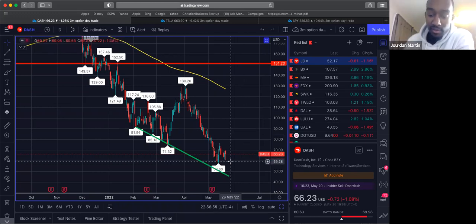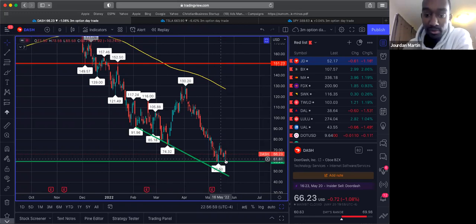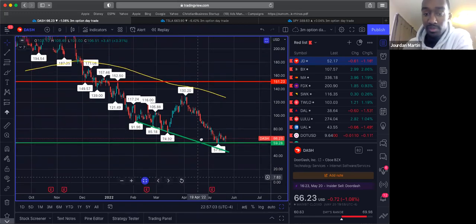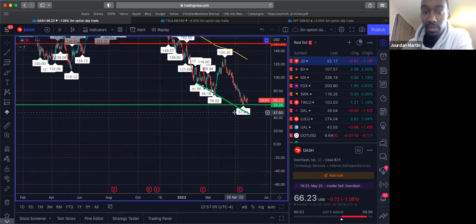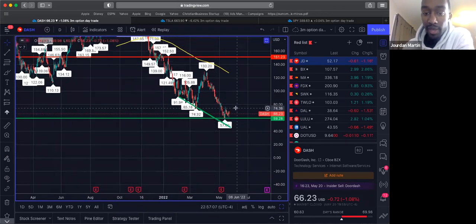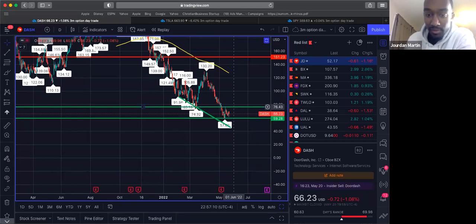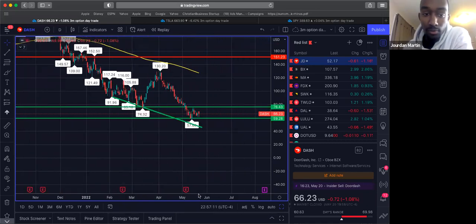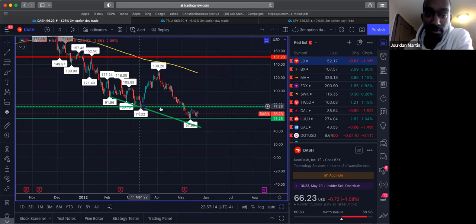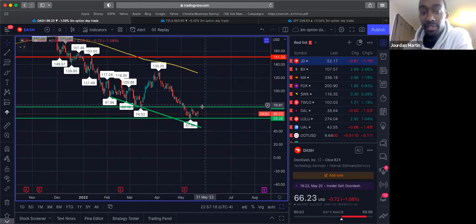For Dash, we got a support level down here. We see the bounce, see another bounce. So of course, if we take out that low, we can see more drop. Other than that, if we take out this, we could see a little move back up. Previous support turned resistance. So if we break that resistance and hold over it, we could potentially swing it back up.